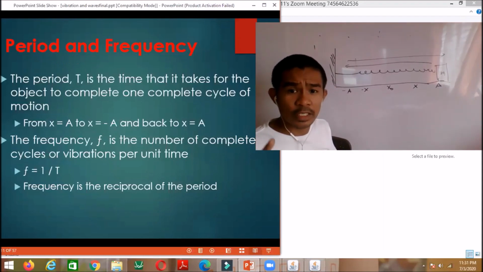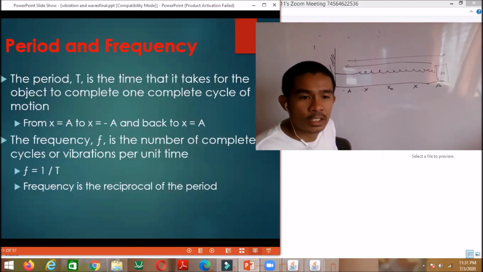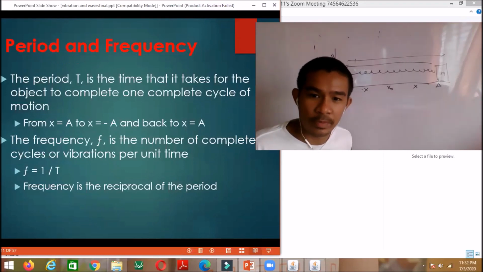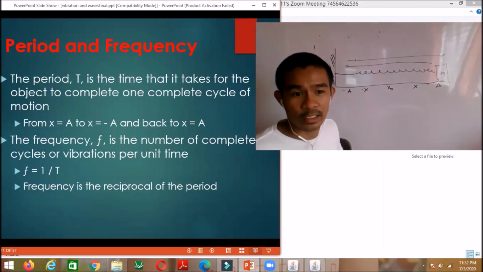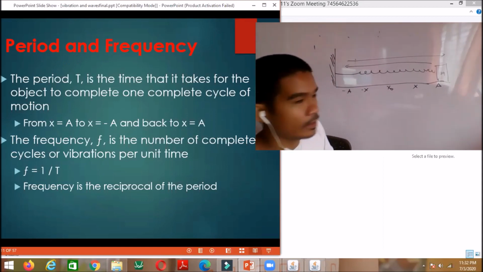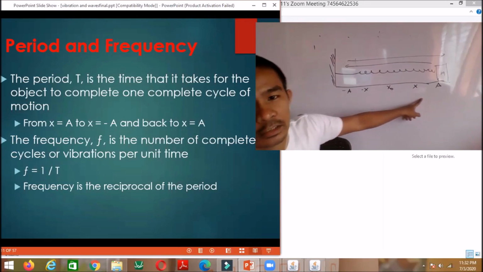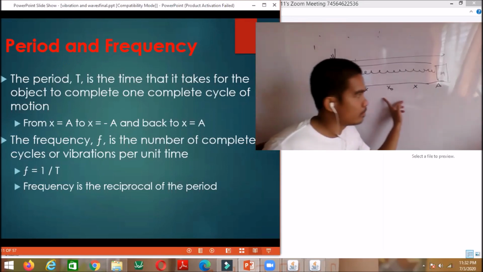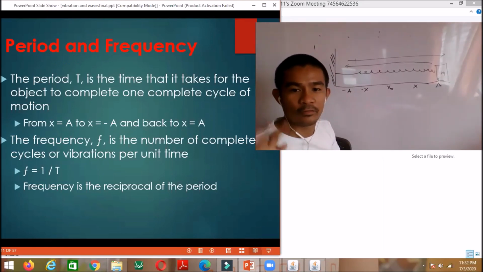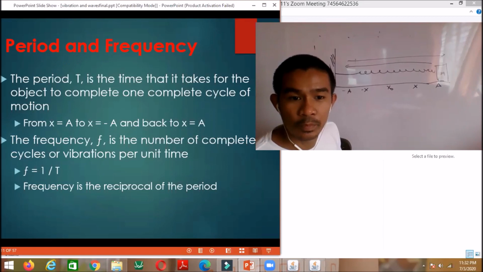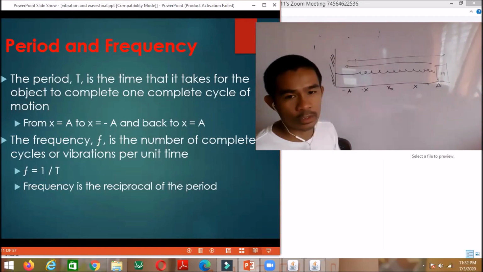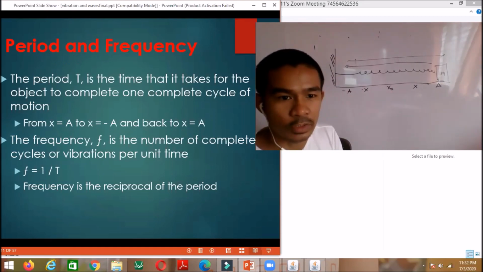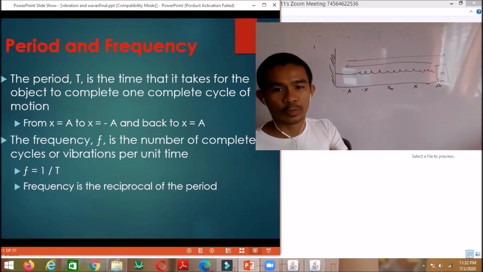All right. And then the frequency. The frequency, in symbol F, is the number of complete cycles of vibration per unit time. Meaning how many times it can move from A to negative A, then back to A in 1 second. That is frequency. So if this block moves from A to negative A and back to A 5 times in 1 second, then the frequency is 5 cycles per second. If it does so 10 times in 1 second, then the frequency is 10 cycles per second.